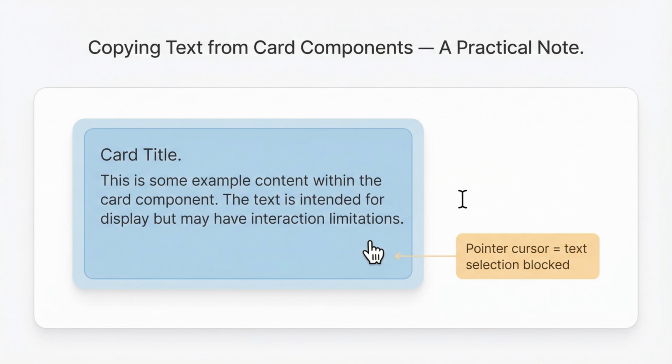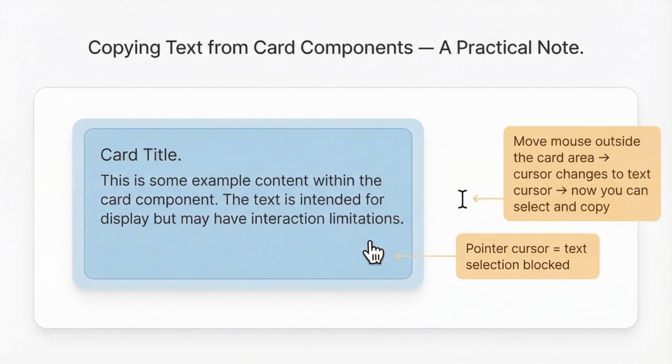Here's a small but practical observation the instructor makes. When you try to copy text from inside a card component on a website, you might notice the cursor changes to a pointer, the hand icon. That means the card has been styled to block normal text selection. You can't just drag to highlight and copy.